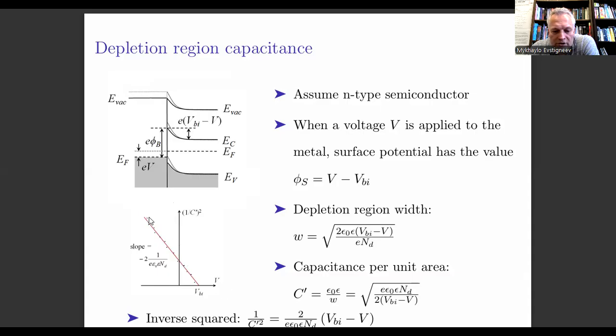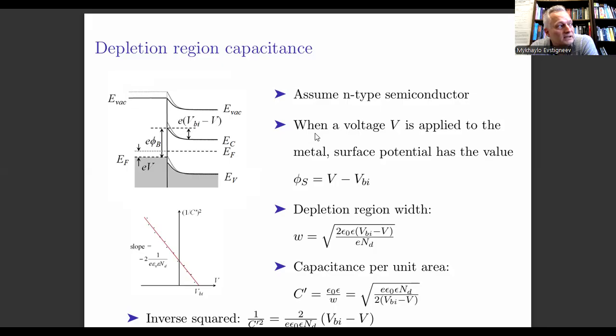Now, you can extrapolate this linear curve to the value when the inverse capacitance squared becomes 0. And this extrapolated voltage value is the built-in voltage. The slope of this straight line, 1 over C prime squared versus V, is whatever multiplies the difference between the built-in voltage and the applied voltage V. So it is 2 divided by elementary charge epsilon naught epsilon times the donor concentration for n-type semiconductors.